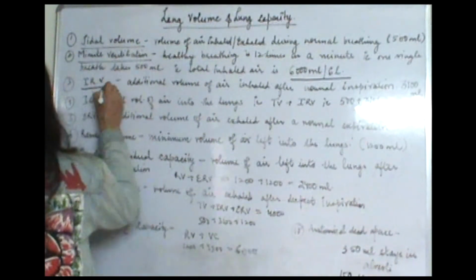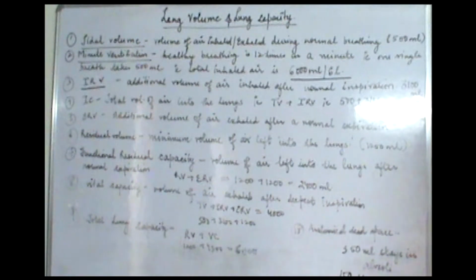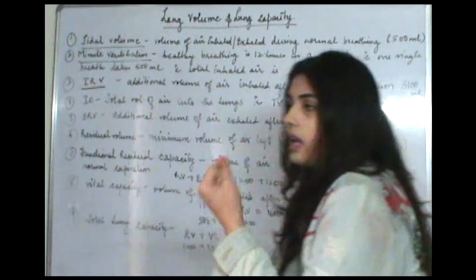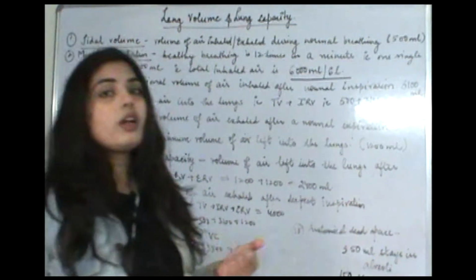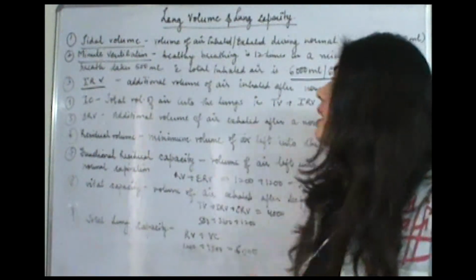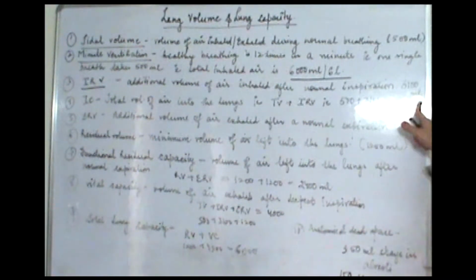Next is inspiratory reserve volume, that is IRV. Inspiratory reserve volume is the additional volume of air which is inhaled after normal inhalation. When you breathe normally, and after normal inhalation you take in a little extra additional air, what do we call that? Inspiratory reserve volume, and this amount is written here, that is 3100 ml. 3100 ml of air is taken in, so that is called inspiratory reserve volume.